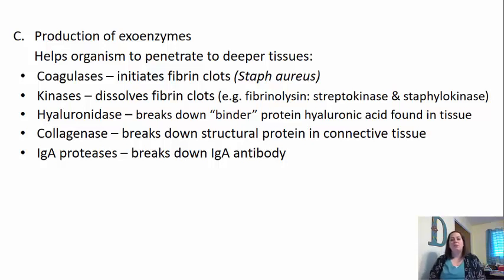Another is hyaluronidase. This breaks down hyaluronic acid, a binder protein found in our tissues. This lets the bacteria spread to other areas. We also see collagenase. This breaks down a structural protein called collagen that's in the connective tissue. And we also have IgA proteases. These break down the IgA antibody, which is used by your immune system.